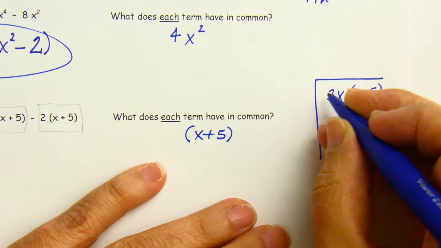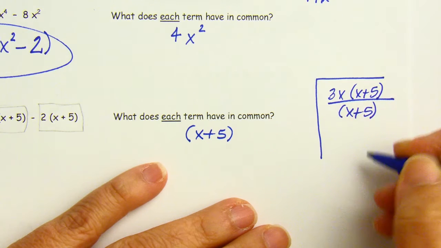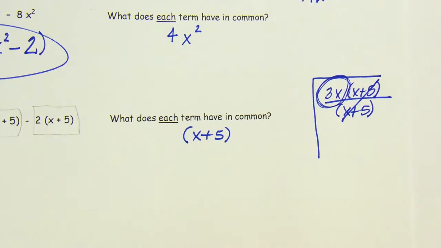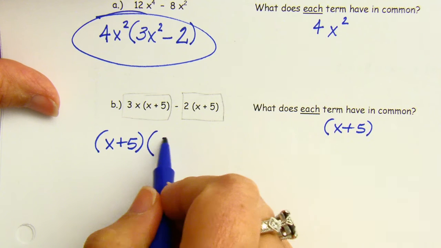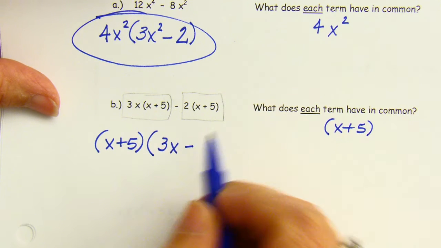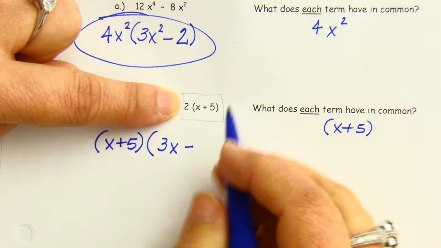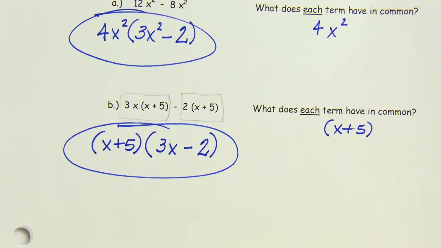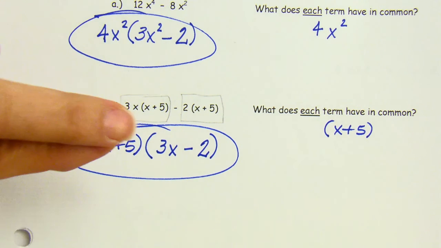If I'm dividing this term by x plus 5, guess what? That's going to divide out, leaving me with 3x. So again, when I divide this term by x plus 5, I'm left with 3x in the grouping. The sign is subtract. When I divide 2 times this quantity by that quantity, I'm left with 2. And that's my final answer. None of these items have anything in common other than 1. And it is a product of terms, this with this.